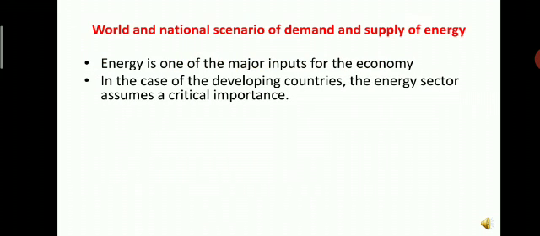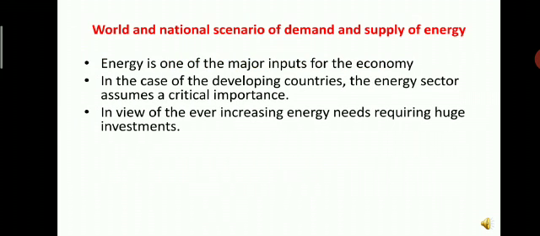India is a developing country. Some countries are developed countries, some countries are developing countries. So India is in the category of developing countries. And in such a situation, the ever increasing energy needs required huge investment. Huge investment in production of electricity is required. We have to pay much more amount in production of electricity as compared to other.